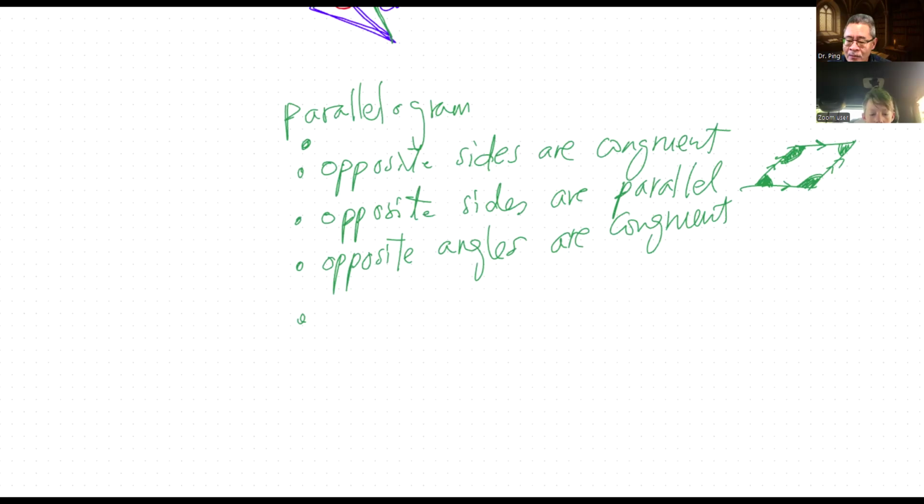And we have its diagonals. The diagonals actually are bisecting each other. That means each cuts the other into equal halves. So this and this are congruent, and this side and this side are congruent. So that's the diagonals. Diagonals bisect each other. Good.